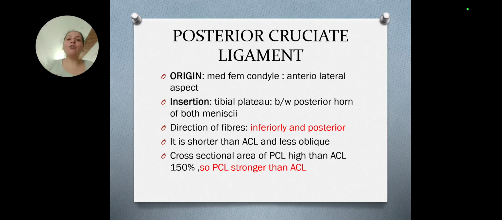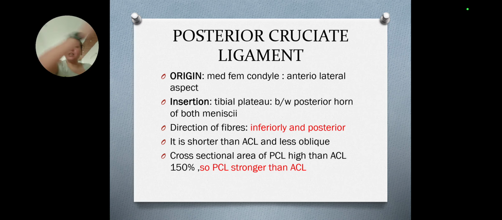fibers run anterolaterally. It arises from the medial femoral condyle, from the anterolateral part. If I see the anterolateral part, it is arising there, and it goes up to the posterior horn of both menisci. The posterior horn of both menisci was here. So it is something like this, from here and it is going up till here. So it is almost a vertical orientation.